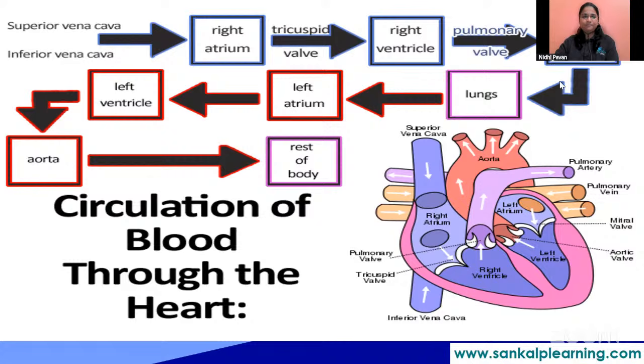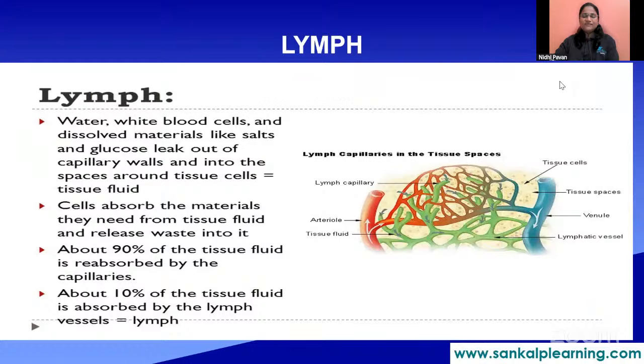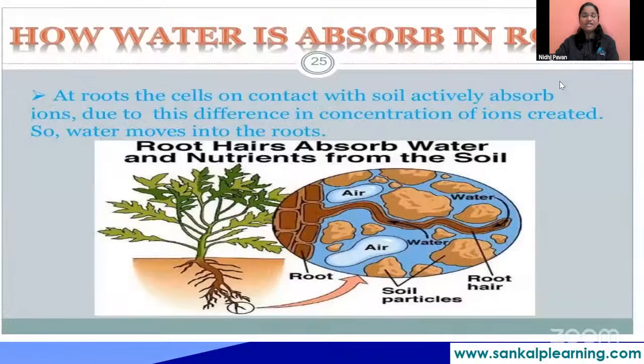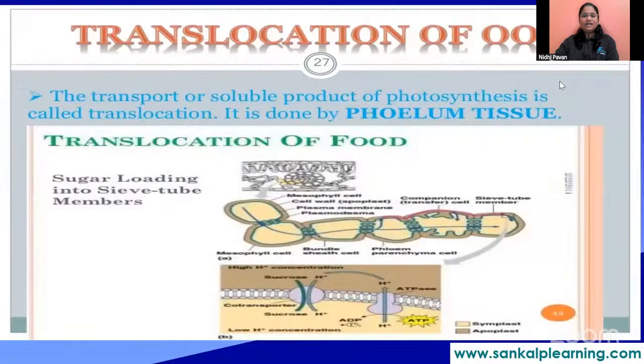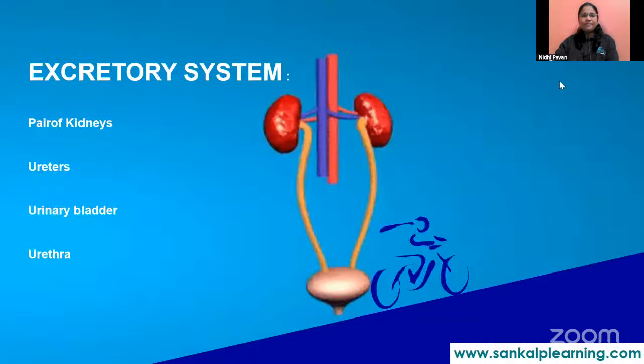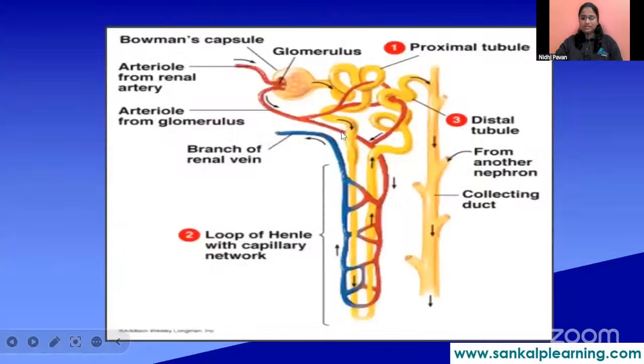the body. Lymph is a colorless fluid which will also transport the fats. Then transportation in plants, xylem and phloem. Xylem will transport water and minerals, phloem will transport the food, right? Then we have excretion, the biological process where removal of waste takes place. Okay, then excretory system we have. Just a minute.